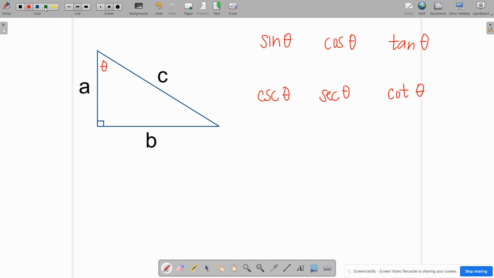And so when we're looking at this, it really strictly depends on where your theta is. So if your theta is in this angle versus this angle, your answers for each of these are going to be different. So based on where your theta is, you need to label your sides. And we're going to label the sides that are opposite. So the side that is opposite theta, directly across from it, is side B in this case.